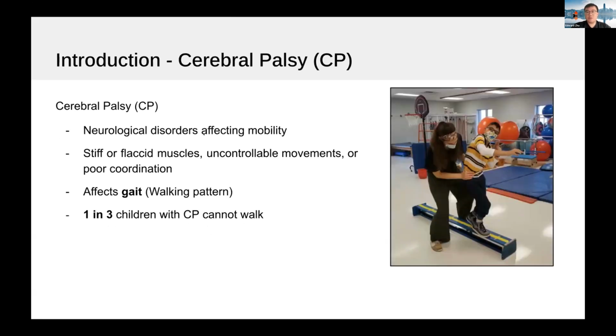So to introduce the problem of cerebral palsy and gait analysis, cerebral palsy, or CP in short, is a neurological disorder that affects your movement and balance. So it can affect somebody's gait. Gait is basically the walking pattern, and CP affects it by causing abnormal muscle tone, spasticity, uncontrollable movements, etc. About 1 in 3 children with CP cannot walk. However, if you have early intervention, you can develop mobility over time.